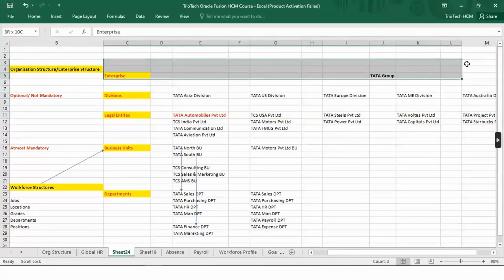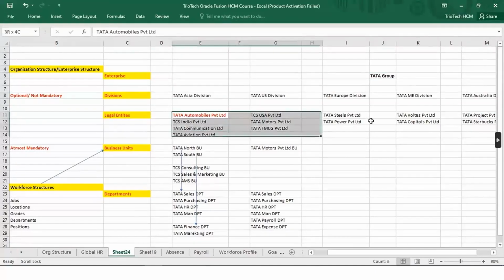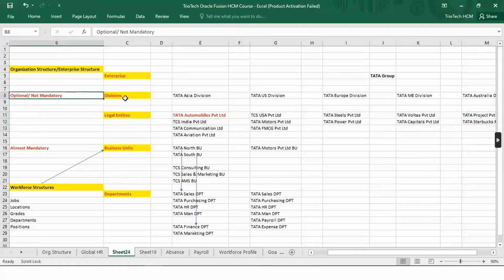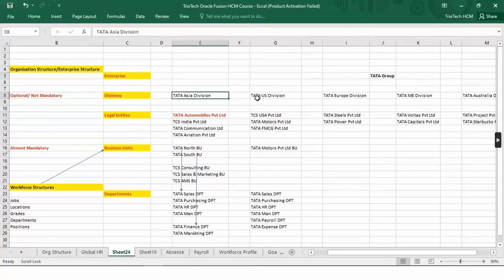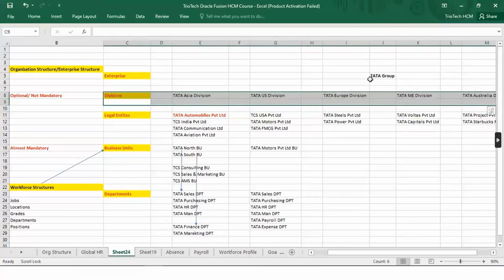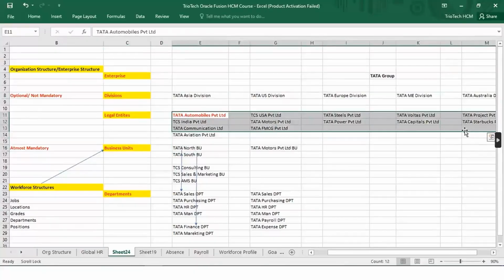After defining the enterprise in the system, you can directly go to legal entities and configure all your client legal entities in the system. If your client tells you, yes, under the group, my business is classified into different divisions, then okay, fair enough, configure it. If not, if you don't configure this, no issue. After the enterprise, you can directly go to legal entities and configure them.